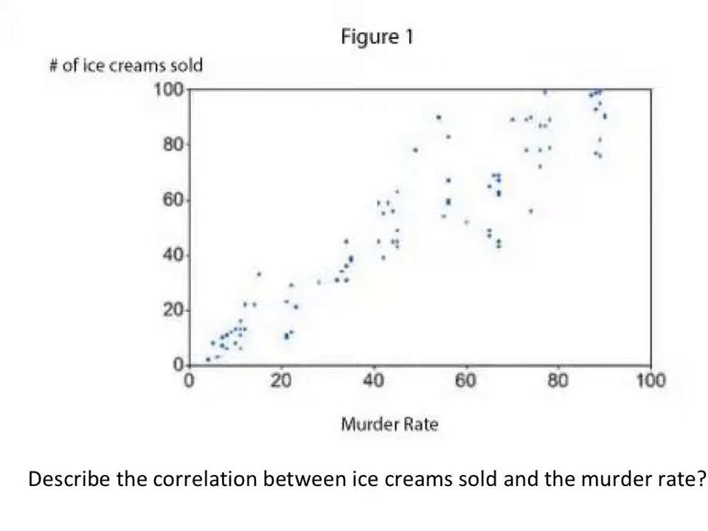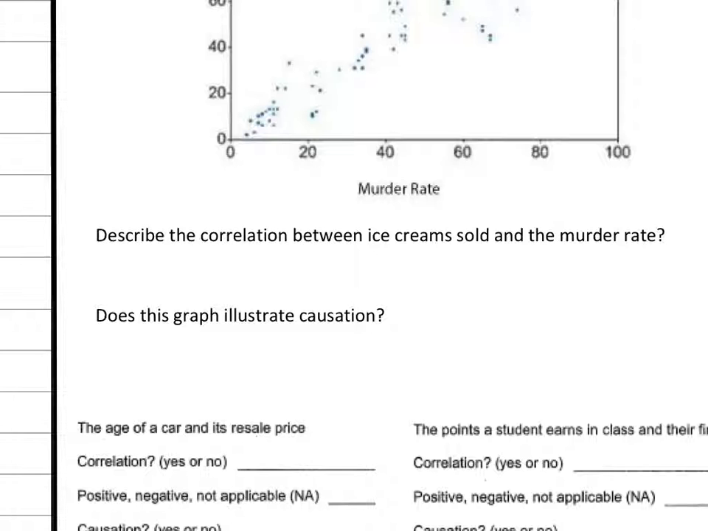What if the ice cream, murder rate. Hold on. Murder rate. So as you see, the murder rate is going up at the same time the ice cream sold is going up. Describe the correlation. This is a positive correlation, right? Does this graph illustrate correlation or causation? No, it does not illustrate causation.